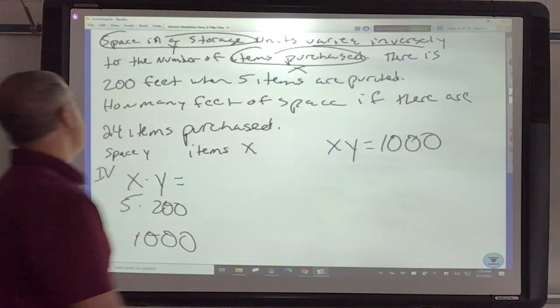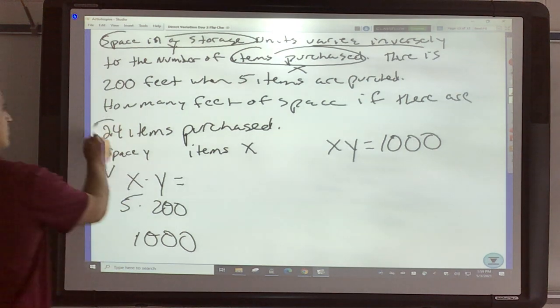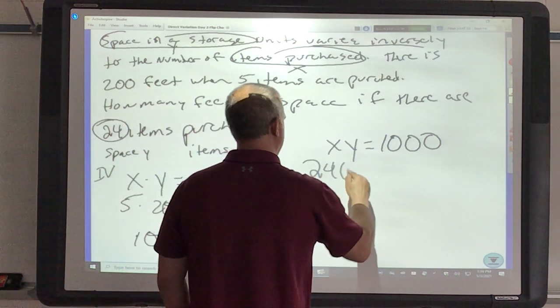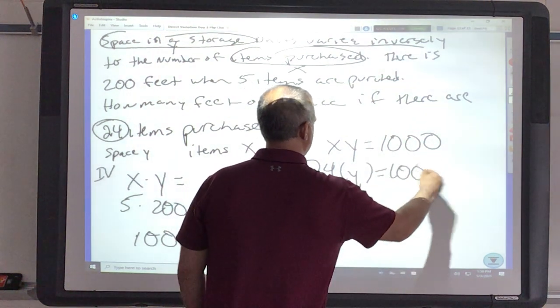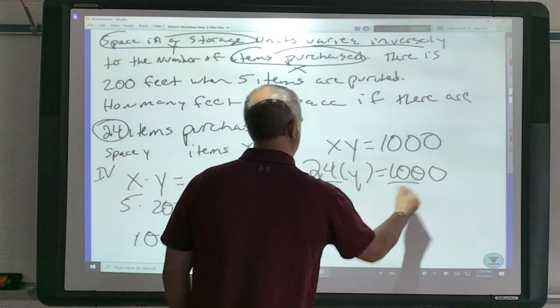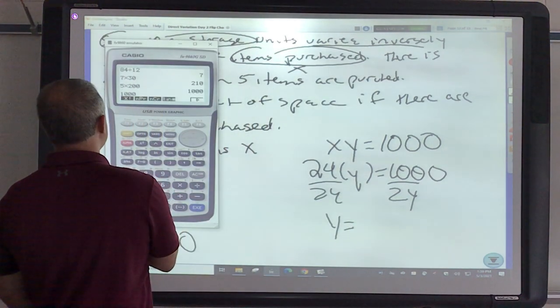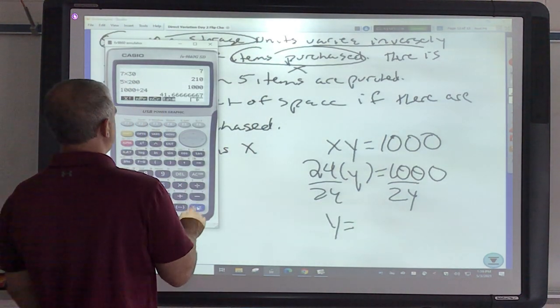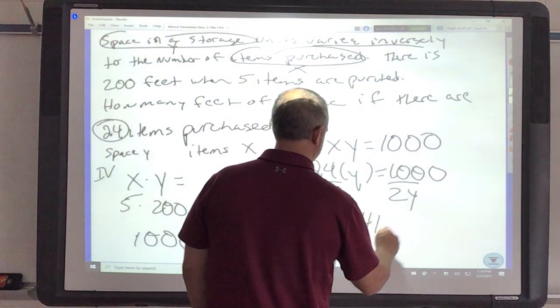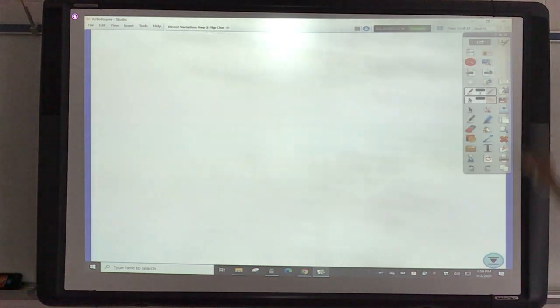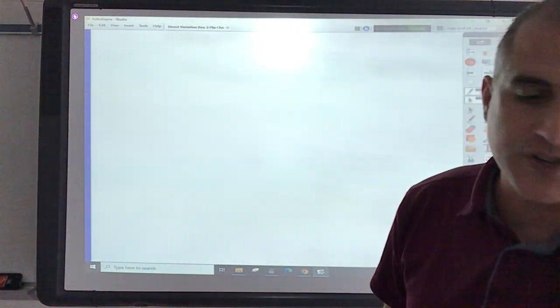Then they said how many feet of space when there's 24 items? 24 items would be x. So 24 times y equals 1,000. I'm going to divide by 24. 1,000 divided by 24 is 41.6 repeating. So that is some good practice there with direct and inverse variation.